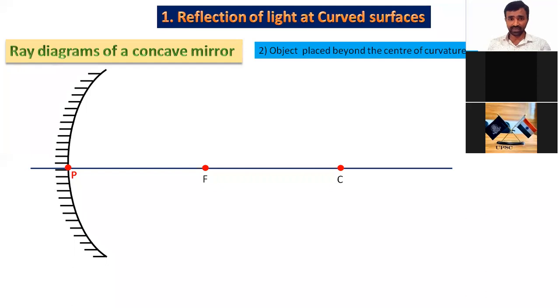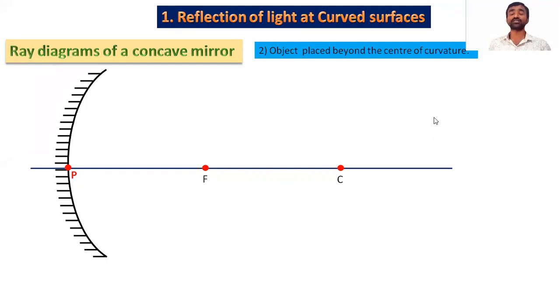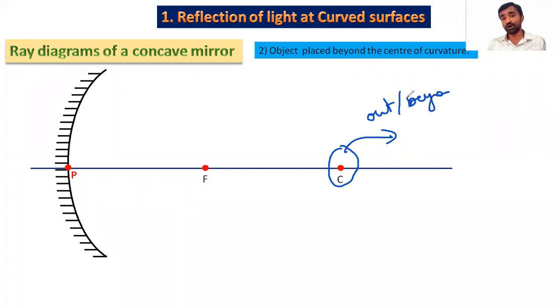Right. So next, what to do? We have to place the object. What is the position for the object we chosen? It is beyond the center of curvature. So where is your center of curvature? Here. So where I am going to place the object? Outside. Beyond means outside. Right? We can call that position as beyond.